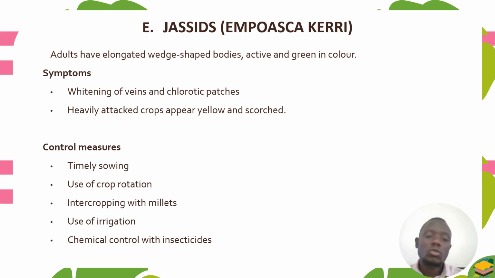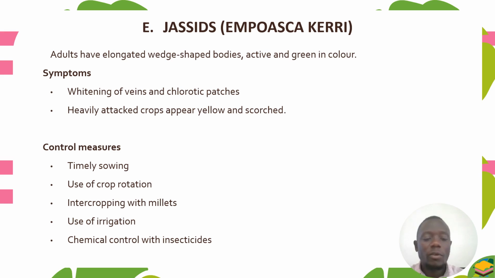So let's look at the control measures. The first one is timely sowing. You have to sow the crops in time, so that when the attack starts, the crops have already been established, they're already matured. Then use of crop rotation. Crop rotation breaks the life cycle of the pest, because you plant this crop this year, you plant another crop next year, so you are breaking the life cycle of this pest.